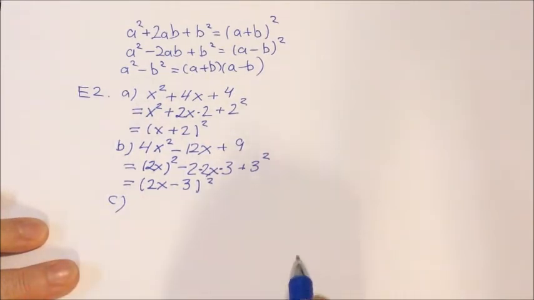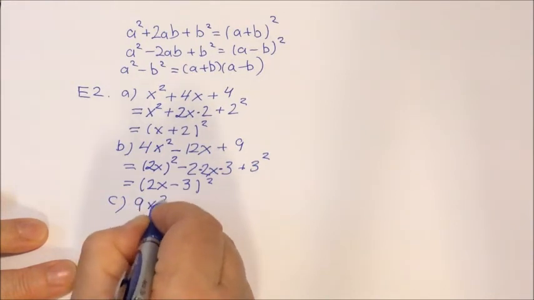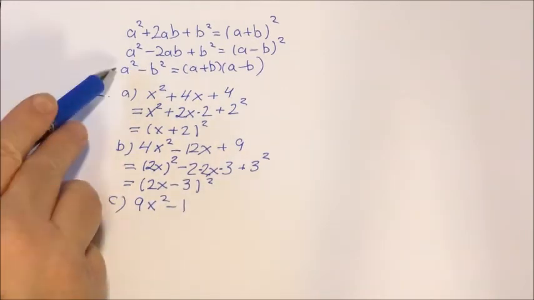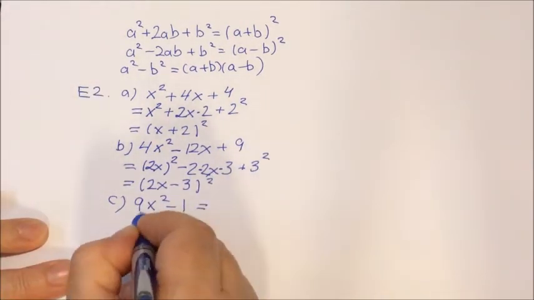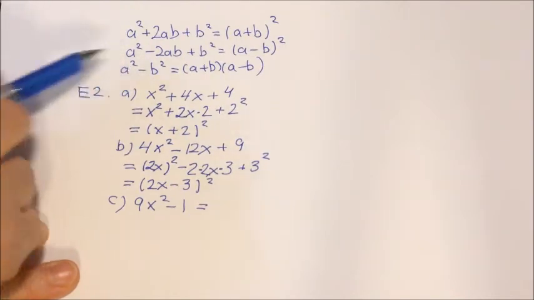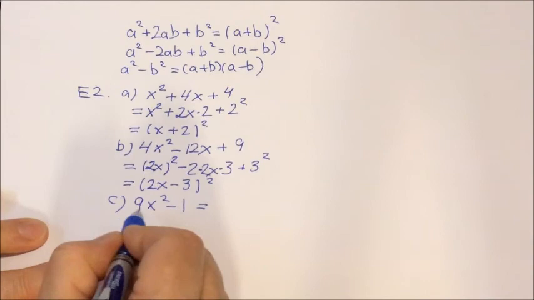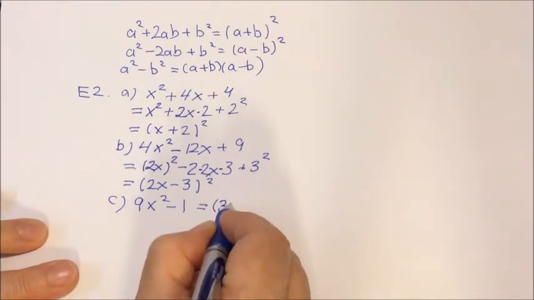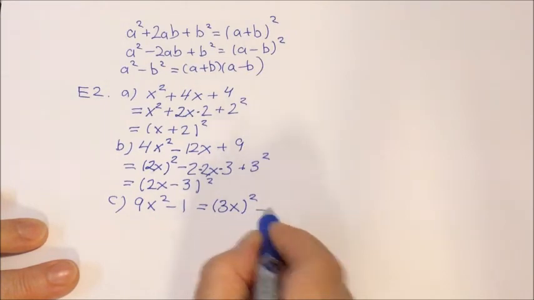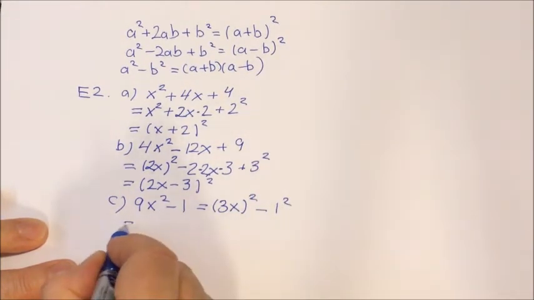And part C, 9x squared minus 1. This has 2 terms. Can we write these 2 terms as squares of something, second powers of something? 9x squared is actually (3x) squared, and then 1 is just 1 squared.